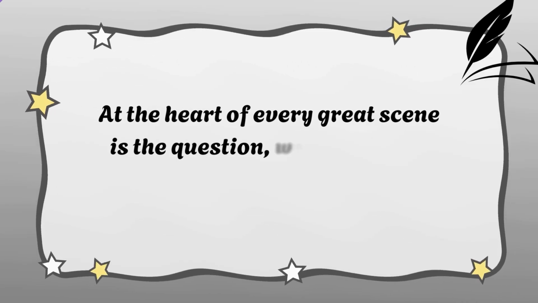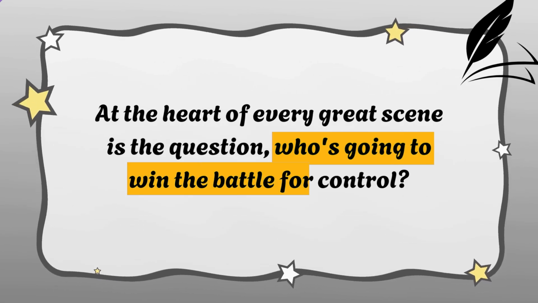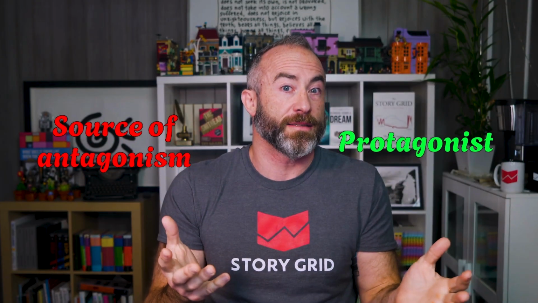And that right there creates the emotional glue that keeps readers locked into your story. Because at the heart of every great scene is the question, who's going to win the battle for control? The source of antagonism or the protagonist? And this is where I come back to the huge mistake that I see all the time in people's writing, is that writers only think about the full macro story level antagonist, the big baddie, right?